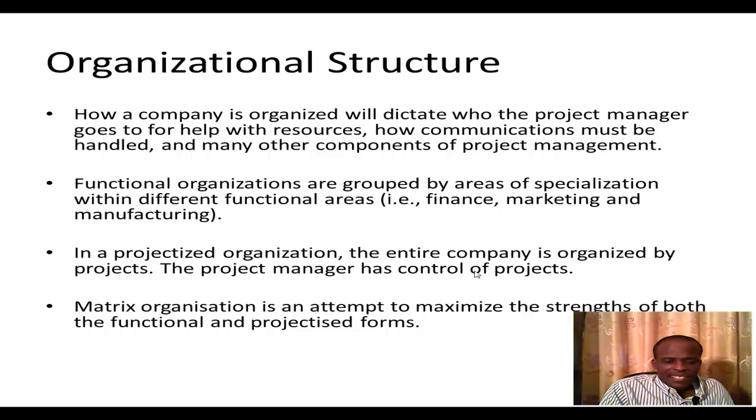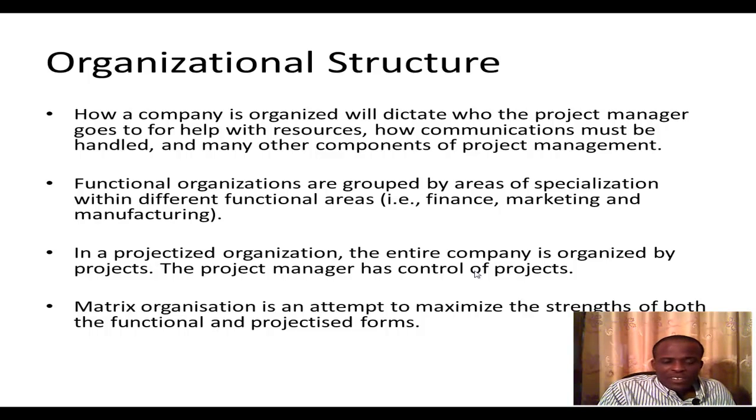Then the next type of organization, which is the matrix organization, is basically like a functional organization overlaid on the project organization. The idea behind a matrix organization is to try to maximize the strengths of both the functional and the projectized organizational forms. And a project manager working in such an organization may be better off than one working in a functional organization, because here again he may enjoy some leverage.